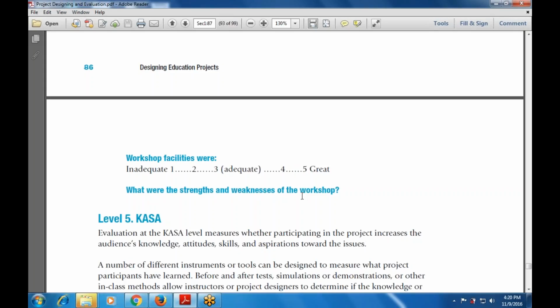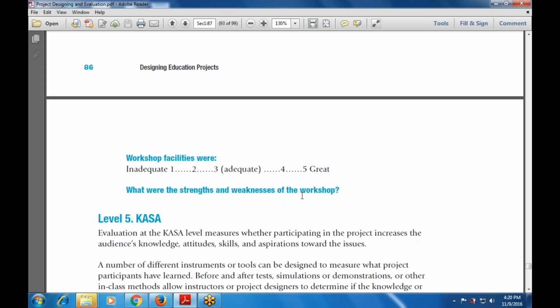Then level number 5 is the CASA level. Whatever evaluation and data is provided is used with the CASA level measurement, which measures whether the project increases the audience's knowledge, skills, behavior, and aspiration towards the issue. A number of different instruments or tools can be designed to measure what the project participants have learned.